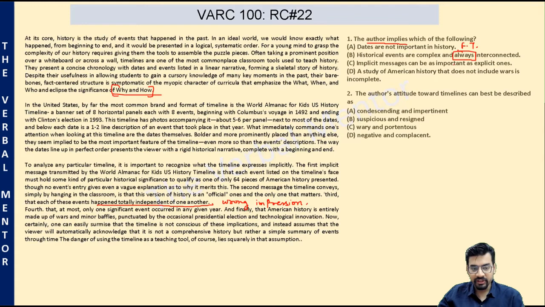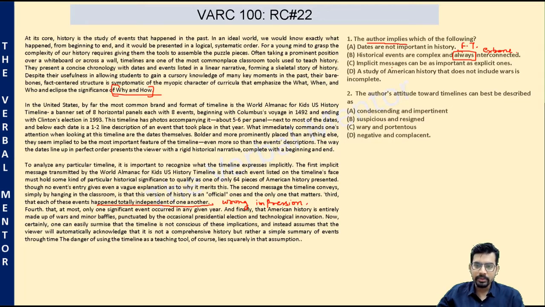At most, we can infer from the author's discussion that he believes that these events may be interconnected. So presenting them as independent events is wrong. But we cannot infer that he thinks that they are always interconnected. So this extreme word makes it wrong. They may be interconnected is the right statement here as per the author's discussion.